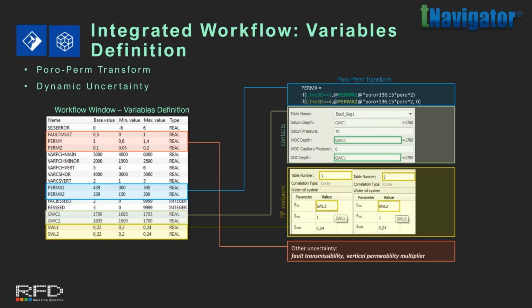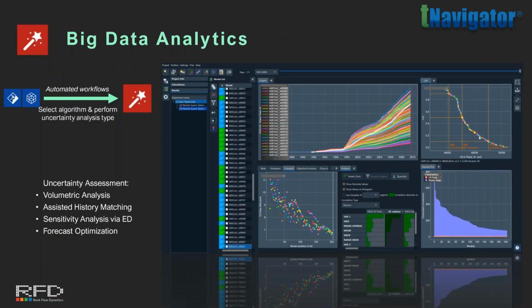Of course, the other things that are not shown here, like infill well control, correlation interval, all those can be part of the uncertainty as well. And once we have defined the uncertainty, then we can submit it for our uncertainty module in T-Navigator. So note that all of this is being done in one software, which is T-Navigator.